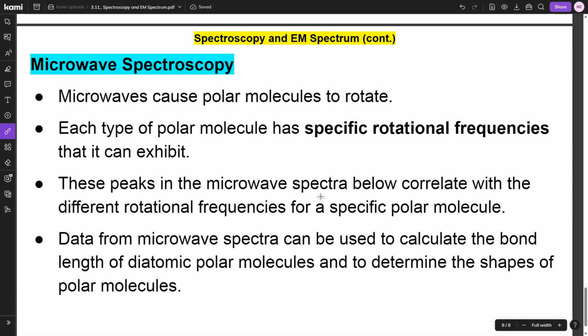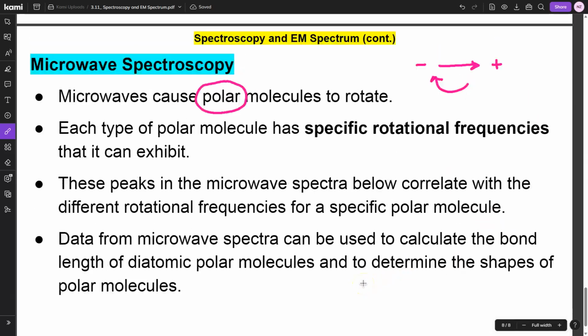Another type of spectroscopy that you need to be aware of is microwave spectroscopy. Microwaves cause polar molecules to rotate. So remember, on a polar molecule, you've got that dipole, right? So you've got a positive and a negative end, and it's going to cause those molecules to spin. It's going to cause them to rotate. Each type of polar molecule has a specific rotational frequency that they can exhibit. These peaks in microwave spectra below correlate with the different rotational frequencies for a specific polar molecule.